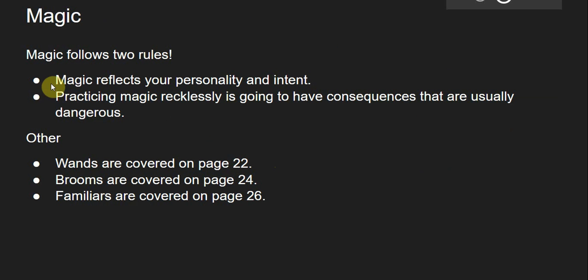Now, magic is going to follow two rules. It's going to reflect your personality and intent, and practicing magic recklessly is going to have consequences that are usually dangerous. You can read about other magic rules on page 22 that will detail how wands are crafted. You can read on page 24 how brooms are made and how they work. And the rules for familiars are covered on page 26. I didn't cover them in this video, but if you would like me to, I can do that as well.